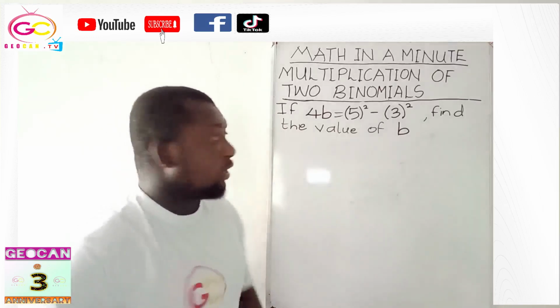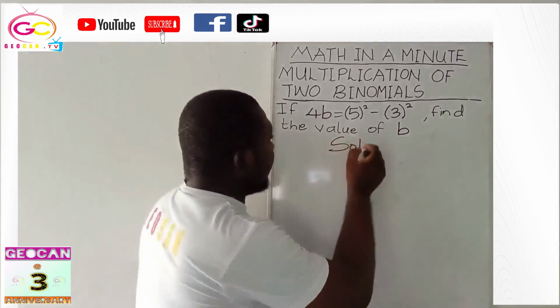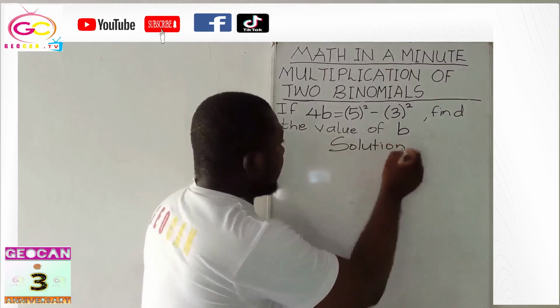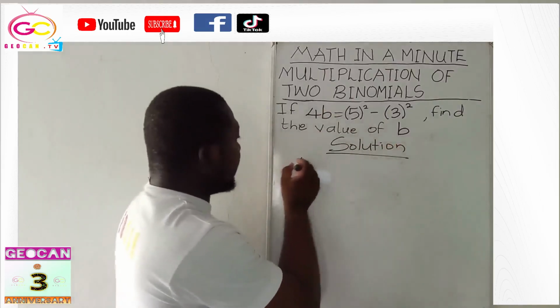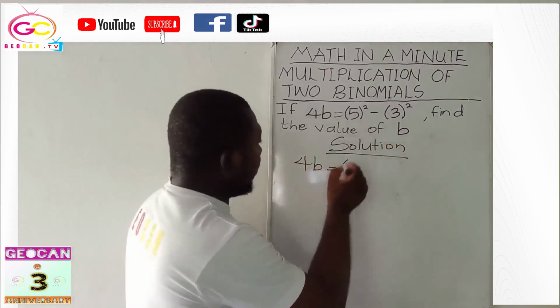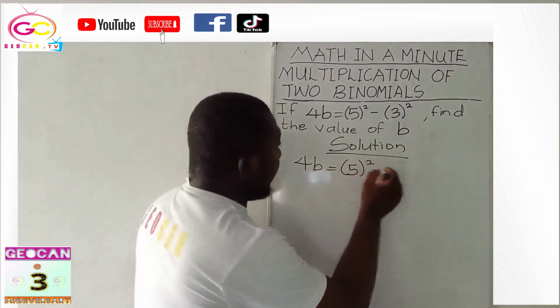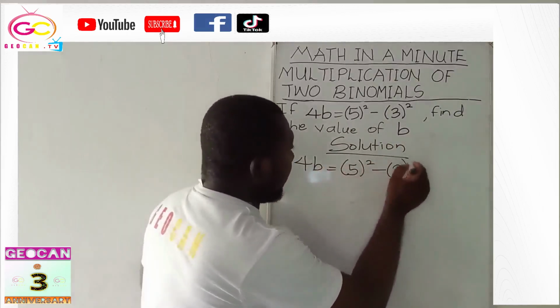So let's tackle it. Let's have our solution nicely written over there. Good. Solution simply means how you solve it. Now let's have the question written. 4b is equal to 5 raised to the power 2 minus 3 raised to the power 2.